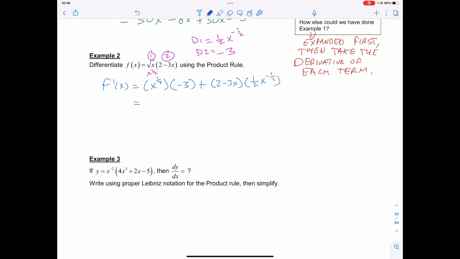Because when we get to the next step, we're going to say that we have negative 3 x to the 1/2 plus 1 x to the negative 1/2 minus 3 over 2 x to the 1/2.